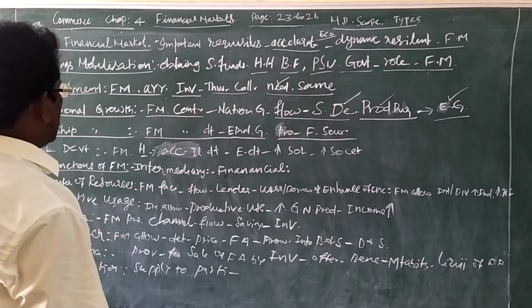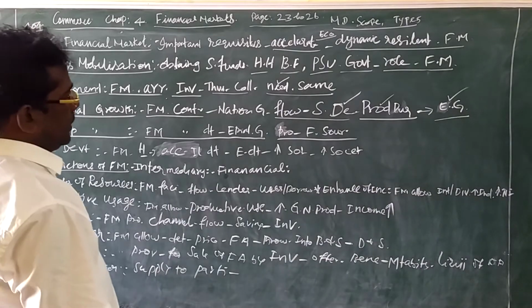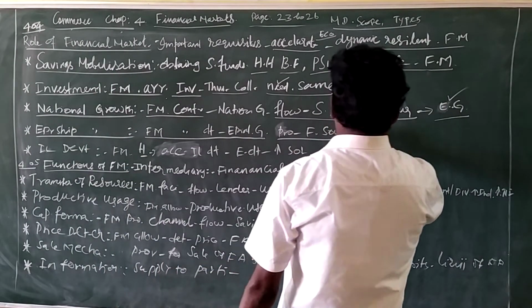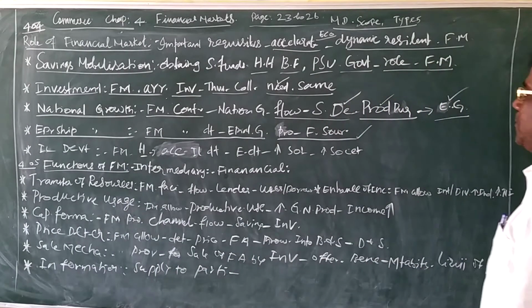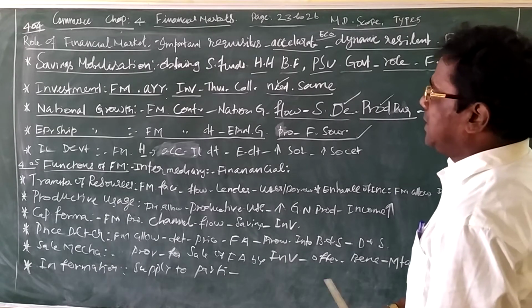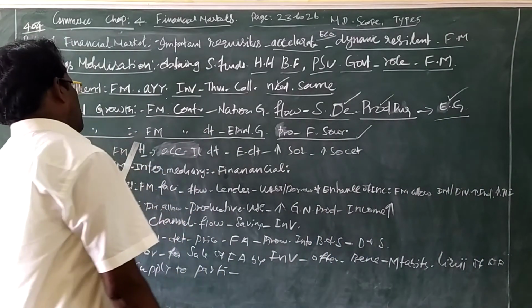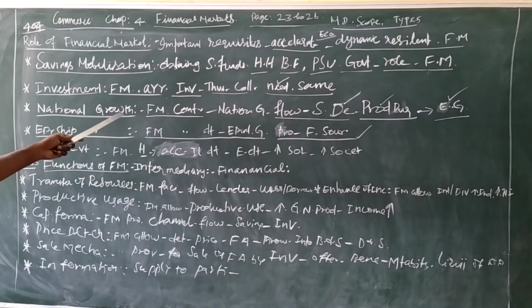Then automatically the entrepreneurial development also takes place for national growth. Otherwise, we can say the national growth depends upon the growth of entrepreneurship. In any country, at whatever level the entrepreneurial growth is developed, at such a level only the national growth will take place. So depending upon the entrepreneurial growth, the national growth will take place.